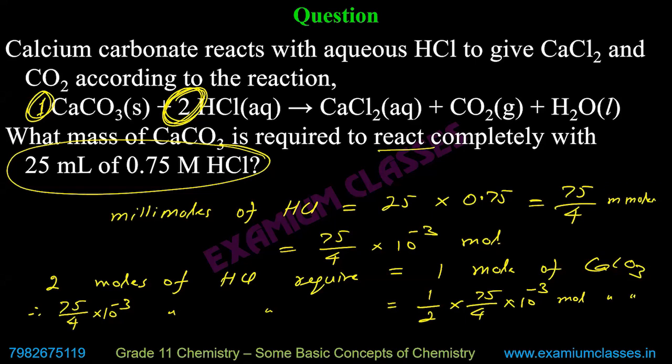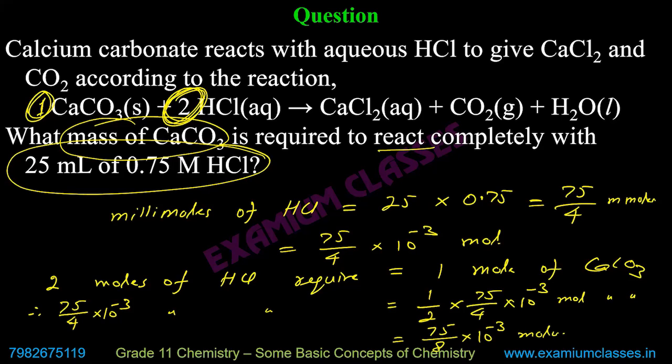If you face problems in the unitary method, do practice. If you are not very good in the unitary method, I would suggest that you do some mathematics problems based on that. It means it will be 75 divided by 8 into 10 to the power minus 3 moles. What is asked? What mass of calcium carbonate? So you calculated just the moles: 75 by 8 into 10 to the power minus 3 moles.